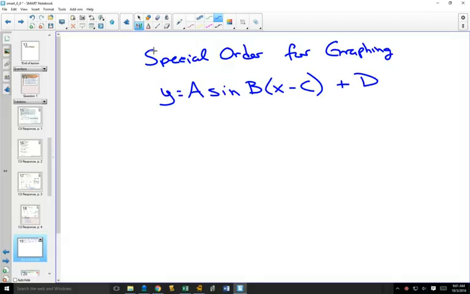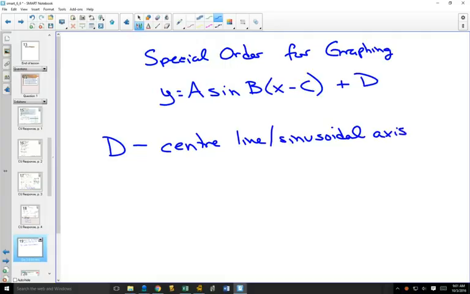So actually the first thing we're going to start with is our D value, our center line or sinusoidal axis. You're going to look at that D value, and we've noticed that the only thing that changes our center line is that D value. So that's the first thing we're going to graph with a dotted line. You're going to graph your sinusoidal axis with the dotted line as a starting point.